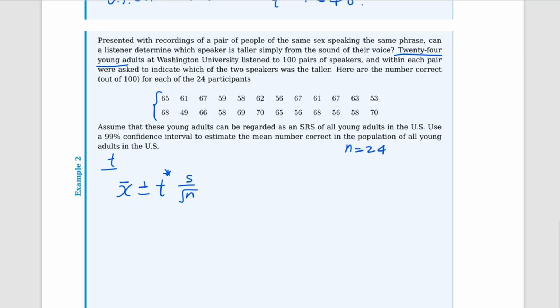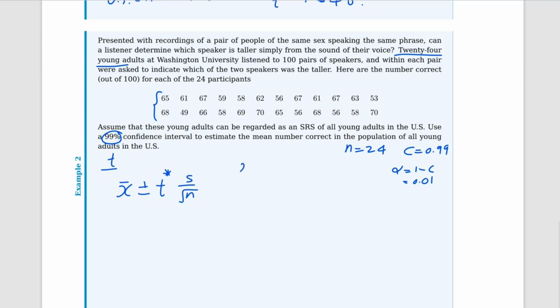We have only a data set and they are asking to find the 99% confidence interval. Then C equals 0.99, then alpha equals 1 minus C, which is 0.01. Now we need to find the x bar. How do we find the x bar? We have a data set, then you know how to find the x bar.